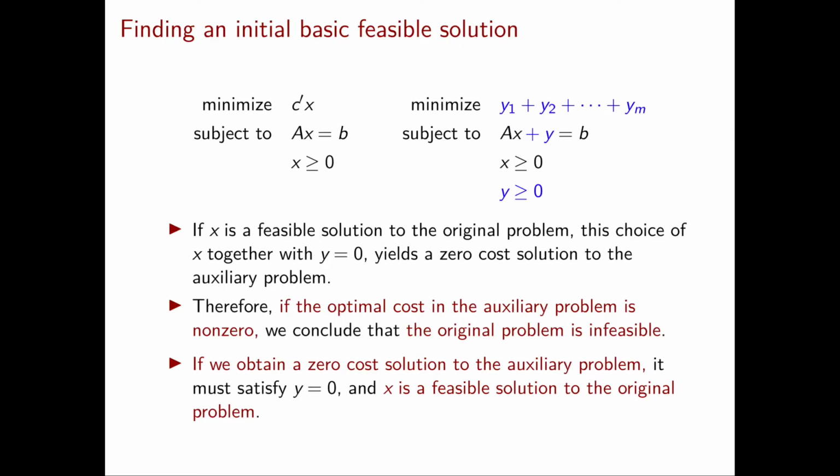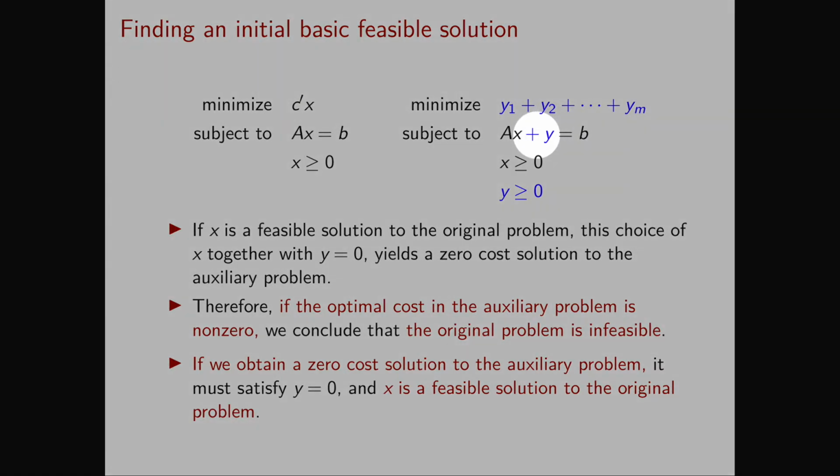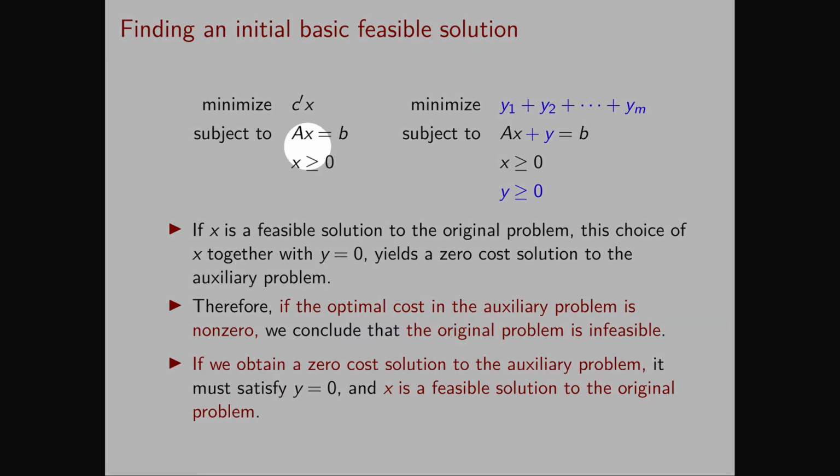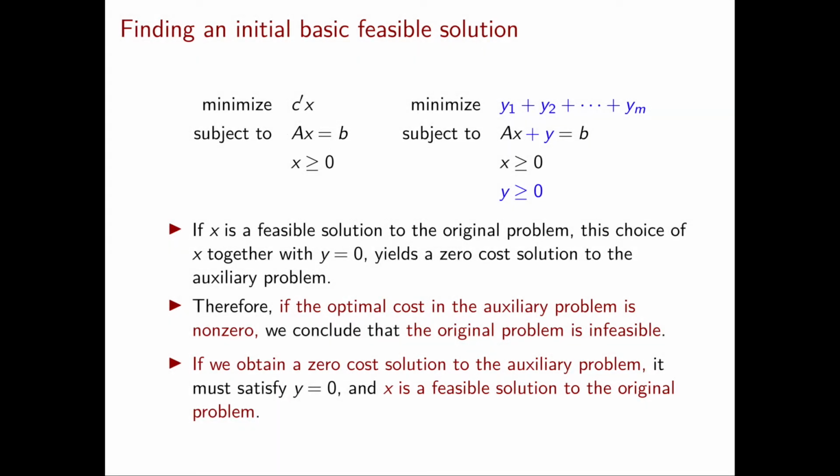Then the optimal solution is a zero-cost solution to the auxiliary problem. And if we look at the objective function, it means that we must have y equal to 0 in such an optimal solution. And if y is equal to 0, it means that x satisfies Ax equal to b and x greater than or equal to 0. Therefore, we have found a feasible solution to the original problem.